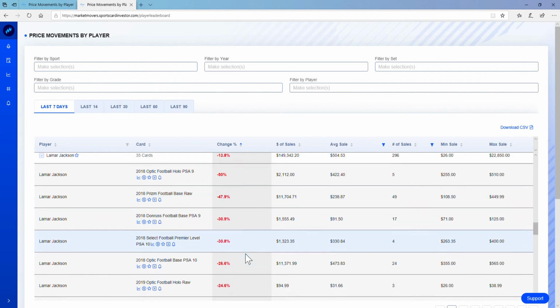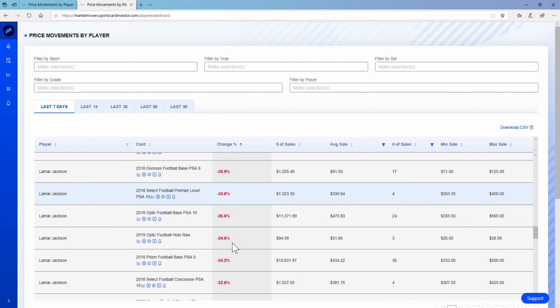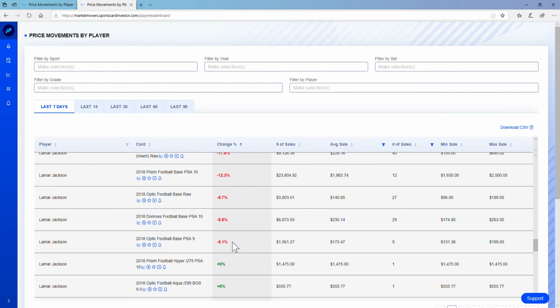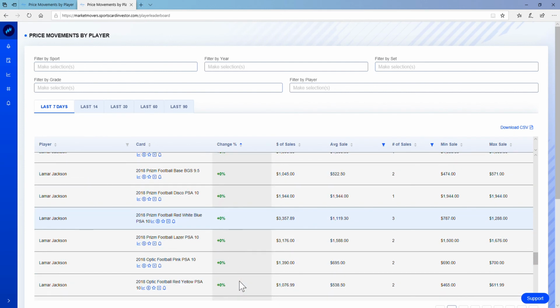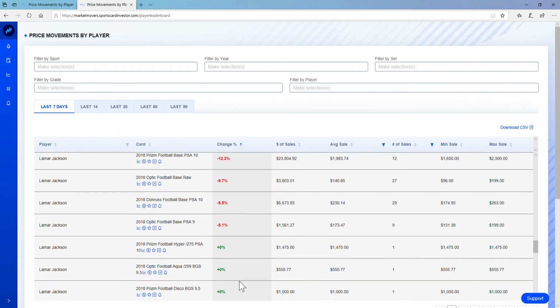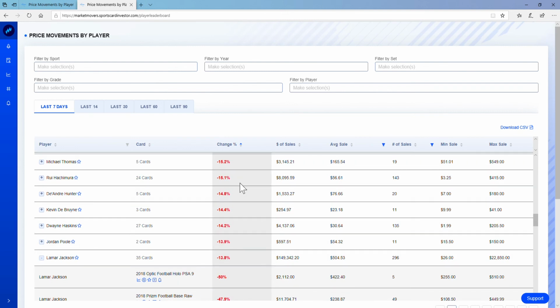So look at all these great cards. His Premier Level PSA 10 is down 30% over the last 7 days, and there's a huge opportunity here. And then you see these other cards are flat. I mean, they haven't really sold a lot of those cards, but they're still flat. So look at all these great cards that are down over the past 7 days.